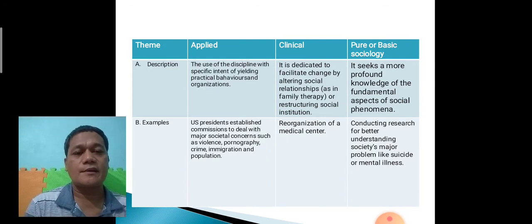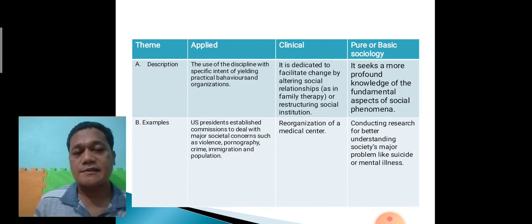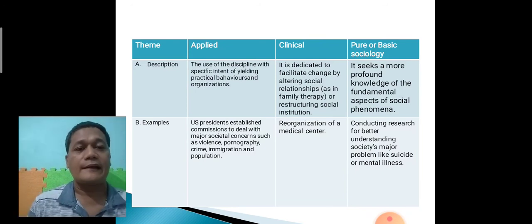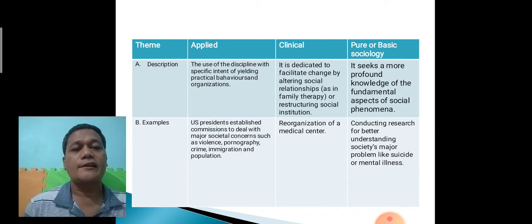Yan yung basics sa US. Pero I think dito sa Philippines, mas marami pa tayong in-explore. So, meron silang in-establish na commission para pag-aralan ano ba yung causes and effects at ano yung mga pwedeng gawin natin para collectively magkaroon ng changes, lalo na as led by the government. Okay? So, next, we have clinical.